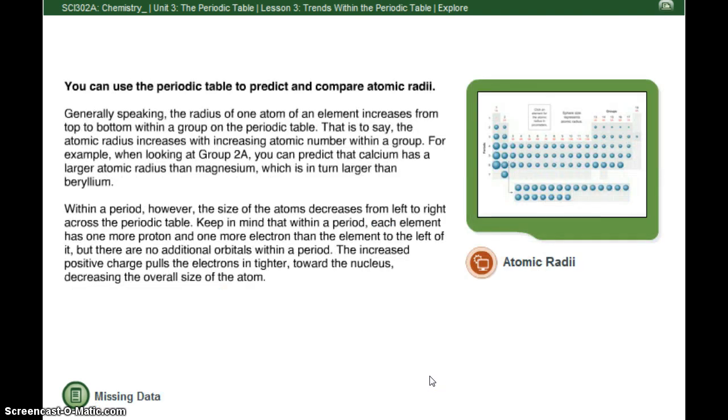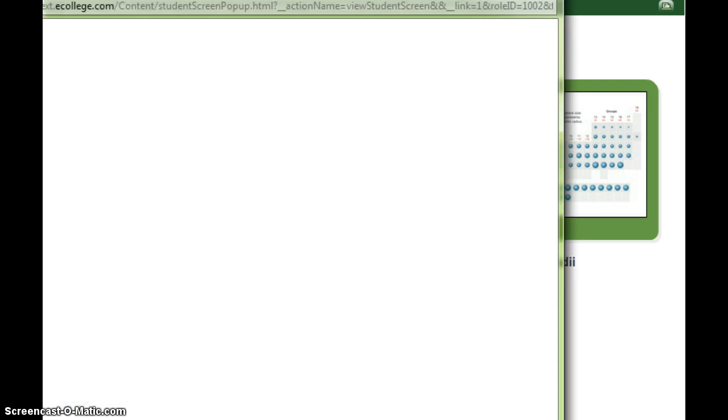You can use the periodic table to predict and compare atomic radii. Generally speaking, the radius of one atom of an element increases from top to bottom within a group of the periodic table. That is to say, the atomic radius increases with increasing atomic number within a group. For example, when you look at group 2A, you can predict that calcium has a larger atomic radius than magnesium, which is in turn larger than beryllium.